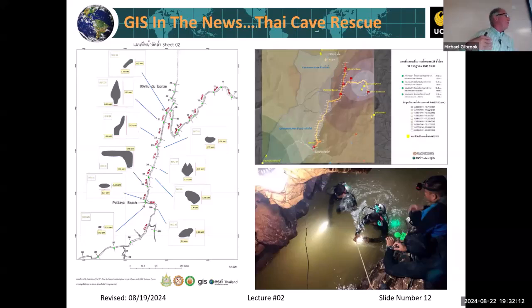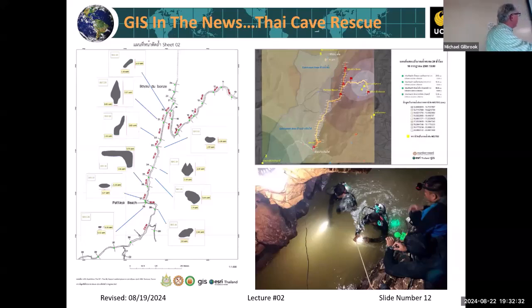If I want to bring in extra air tanks or some other kind of equipment, can I actually get it through with me? And if I need to drag kids out of the cave, are we going to be able to do that? There might be openings where that's not possible. You might have to push the kid in front of you in order to get him through the passage.